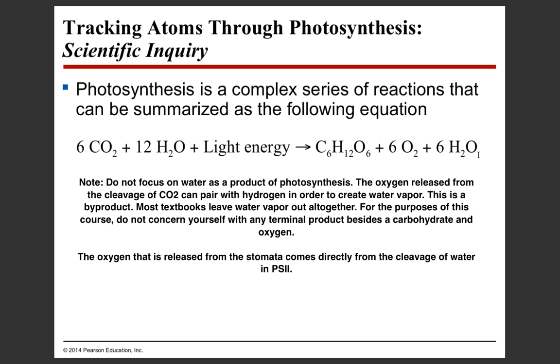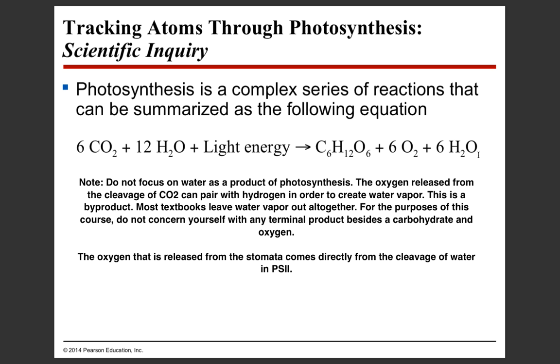So this would exit the plant as water vapor. It's a byproduct. A lot of textbooks don't even include it. They just leave it out altogether. This one happened to include it, and I don't want it to confuse you. For the intents and purposes of this course, don't worry about it. You are worried about the process of photosynthesis as producing glucose and oxygen, and that's it.